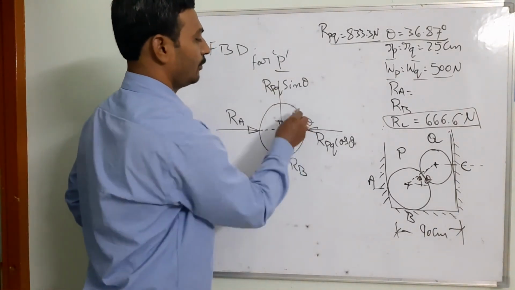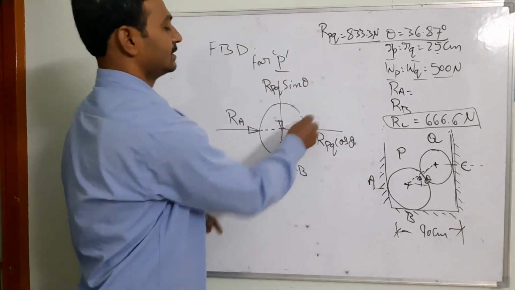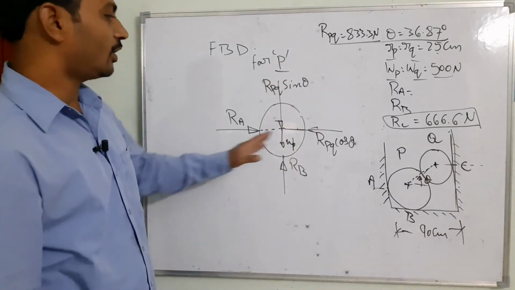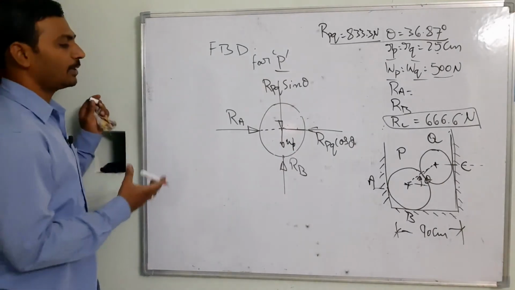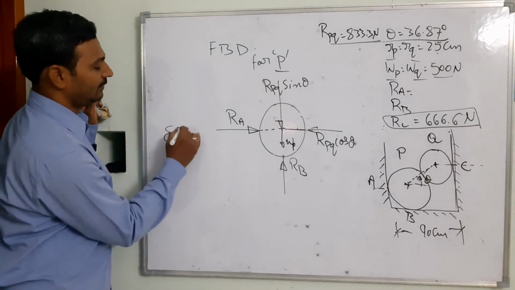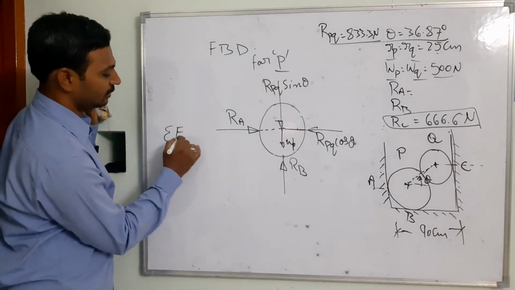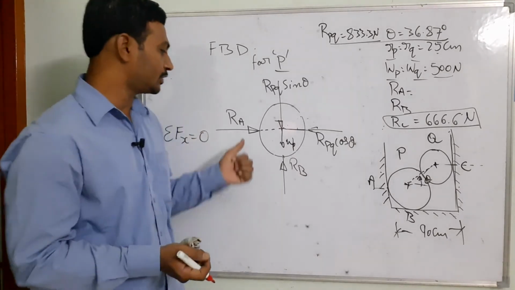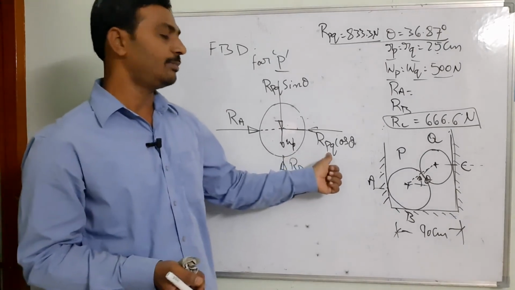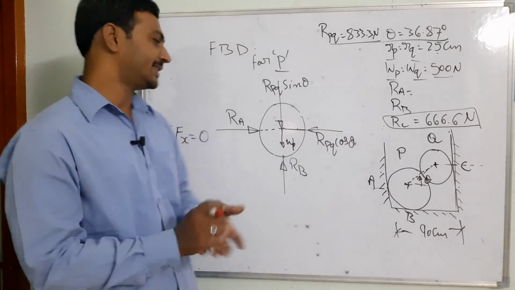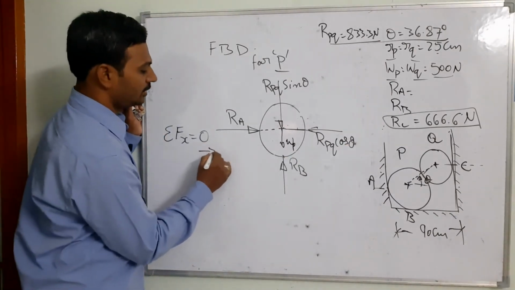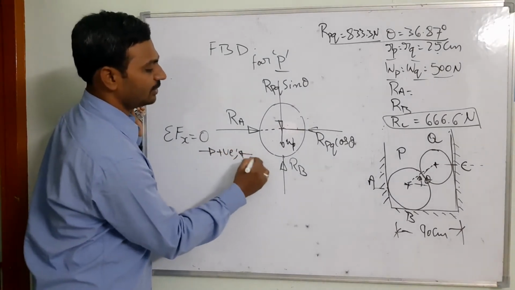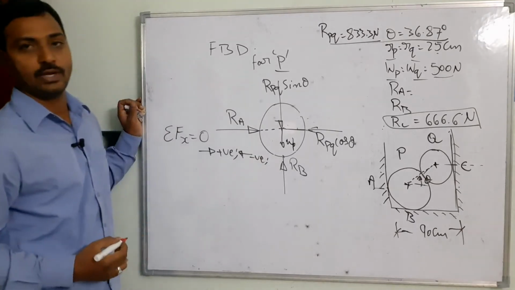Then I am going to remove this part for my convenience. Can you see? This force is going to be in the downward direction. Right? In the horizontal direction, suppose I am applying the equilibrium equations. That's going to be sigma F of x is equal to 0. Then how many forces do we have? One force is RA and another is your RPQ cos theta. Towards the right side is positive and towards the left side is negative, the sign convention I have taken.